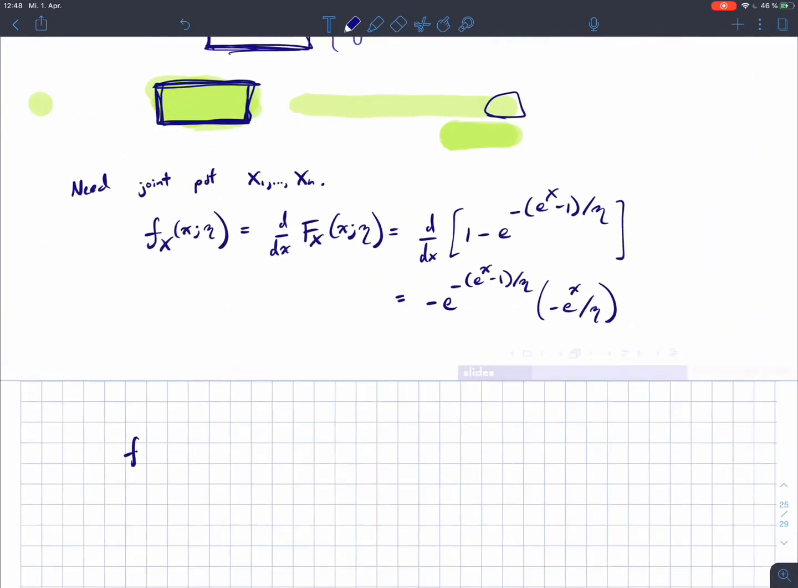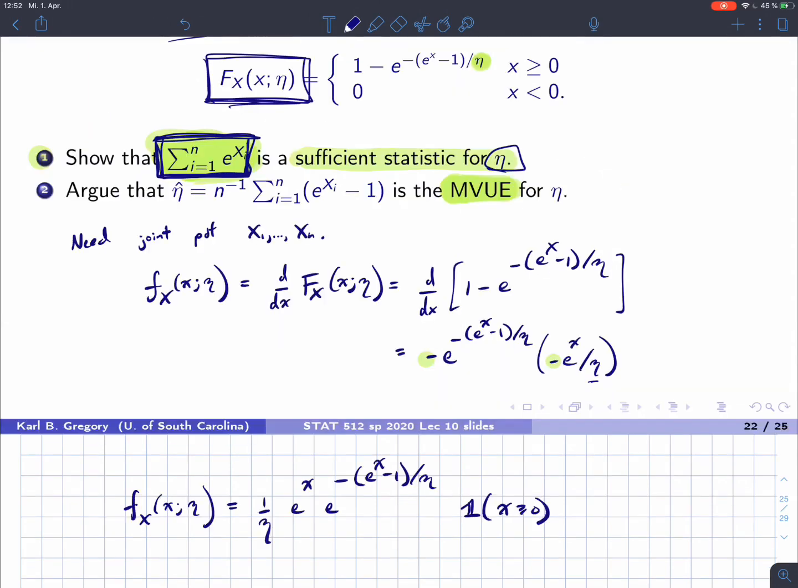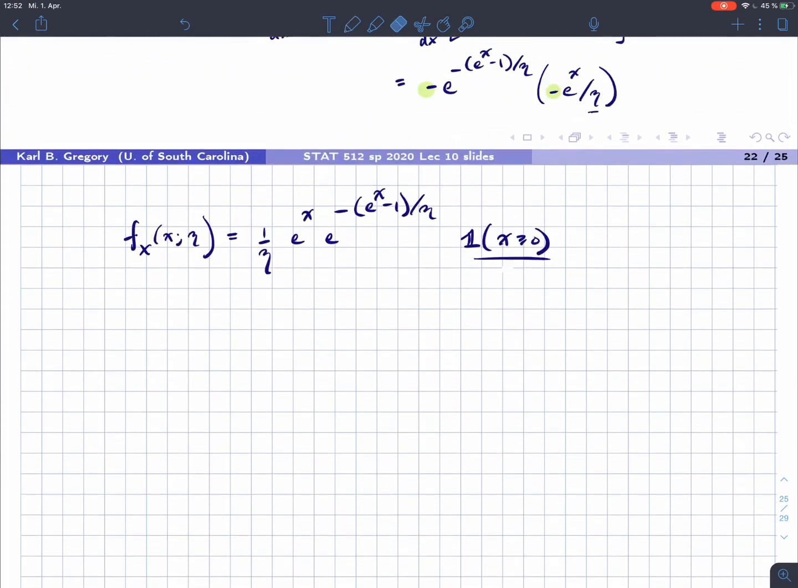So let's write it out in a nicer way. This minus sign will cancel with this minus sign. So I'm going to have 1 over eta coming from here, and then e to the x, then e to the minus, e raised to the x minus 1 over eta. And let's remind ourselves about the support, because we see from here that the support is over x greater than or equal to 0.